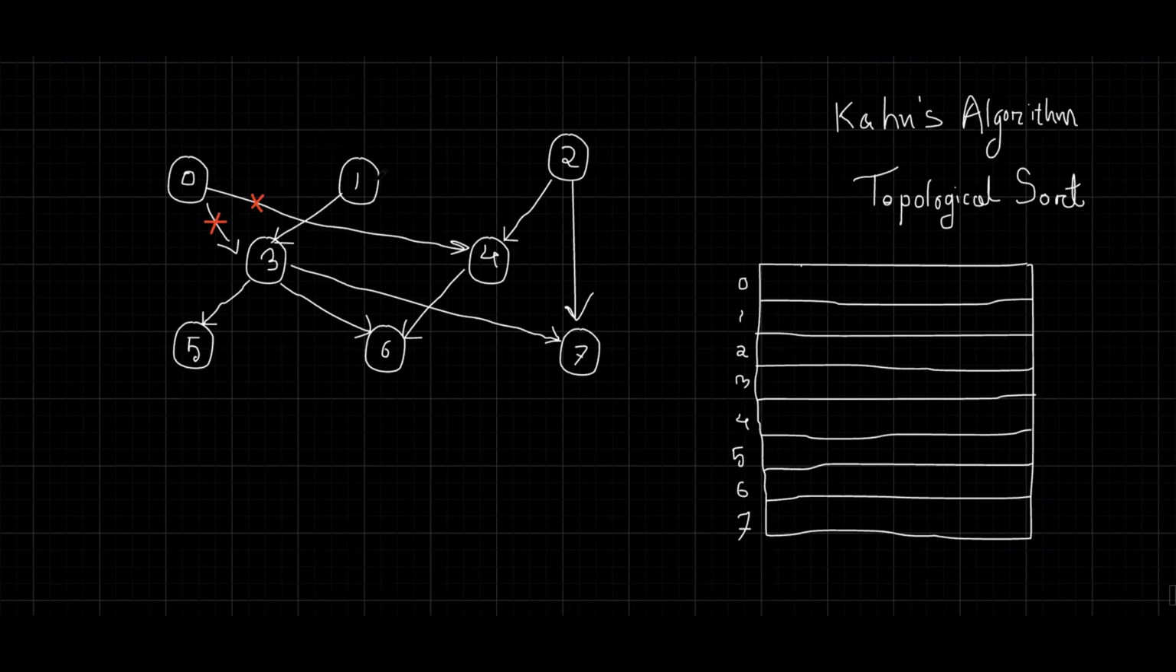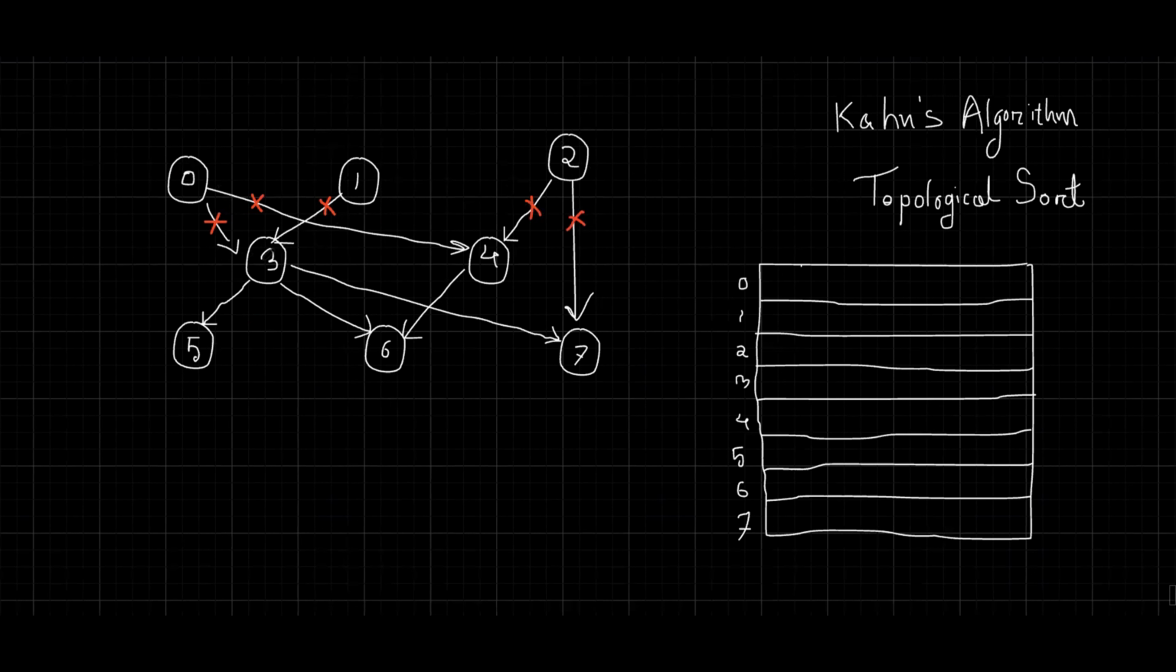Now we are at the node 1. It also does not have any ancestors, so we don't have to insert anything into the index 1. But after that, we have to remove the outgoing edges from 1. Similarly, the node 2 does not have any ancestors, so we have to discard the outgoing edges from the node 2.